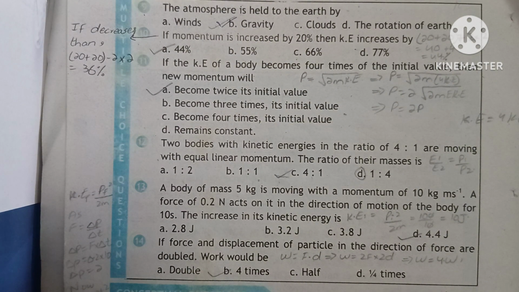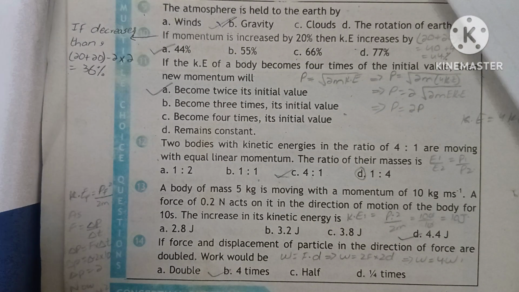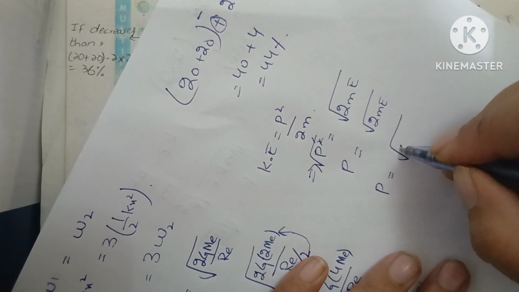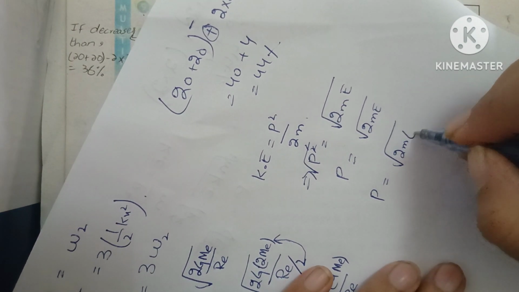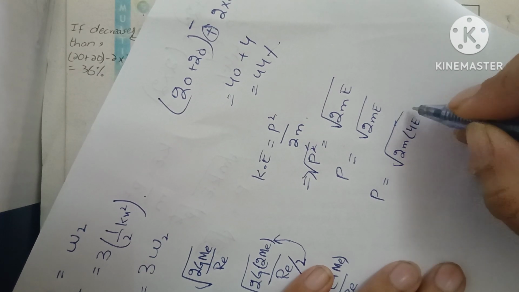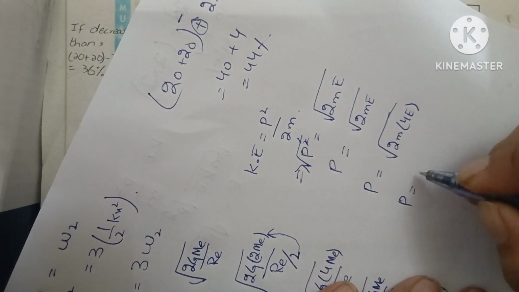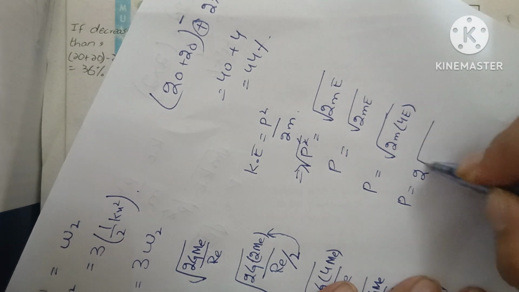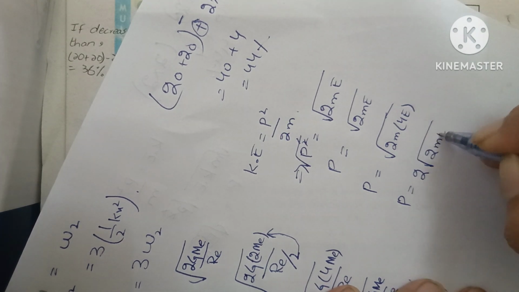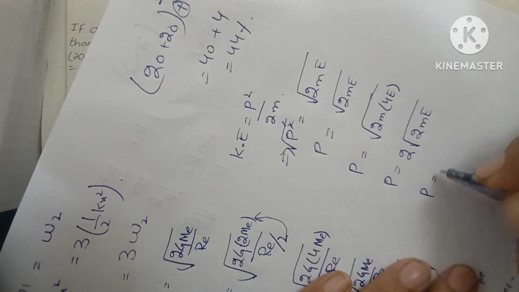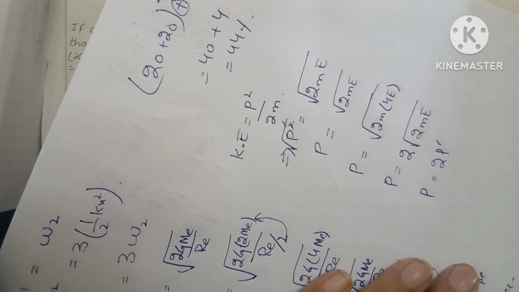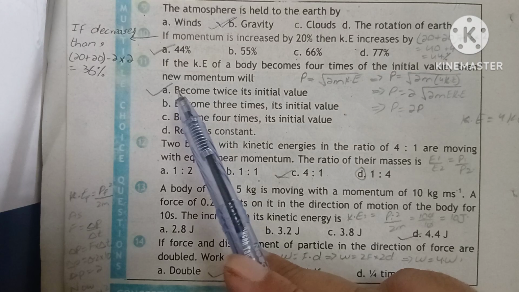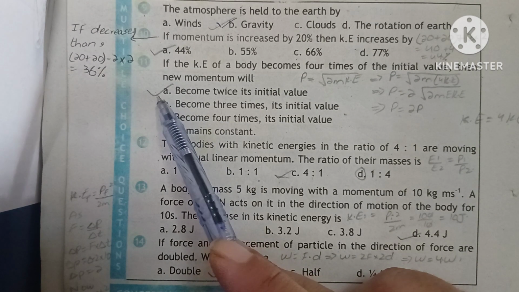If the kinetic energy of a body becomes 4 times, then we will keep the 2m as it is and the energy is 4 times. Then p is equal to under root 4, which is 2, into under root 2mE, or we can write p is equal to 2p, meaning momentum will increase twice its initial value. So we are going with option A.